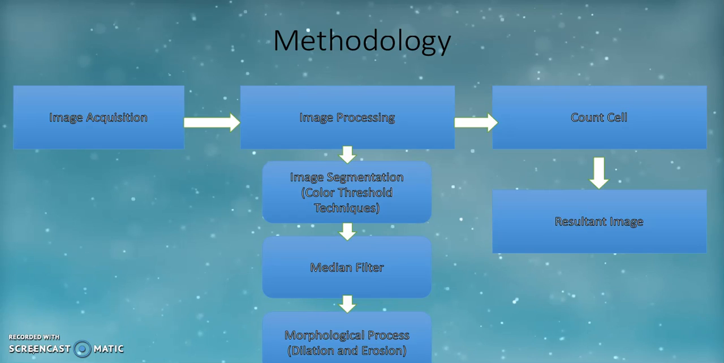After that, we use image processing methods. In the image processing method, we use image segmentation using the color spatial technique and a median filter to filter the noise, and lastly we use morphological processes, which are dilation and erosion. After finishing image processing, the system will count the number of cells, and then it will display the resultant image.